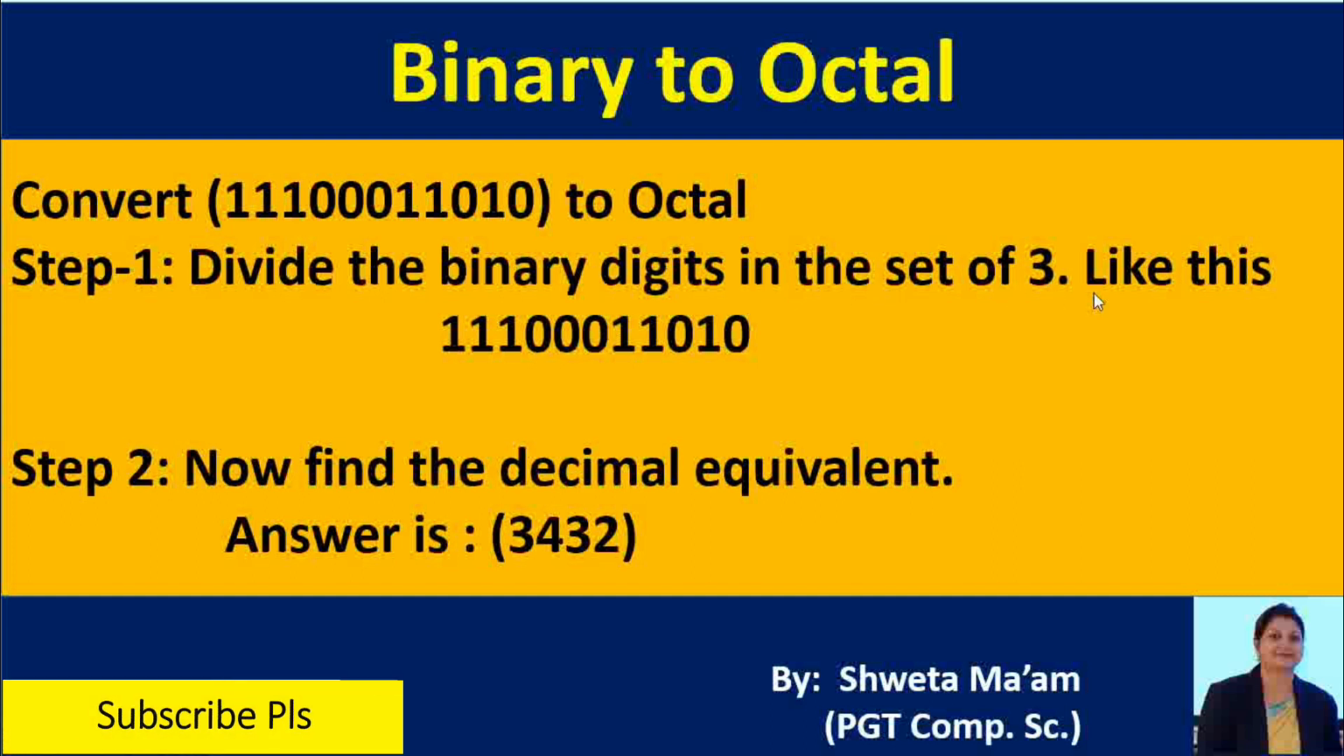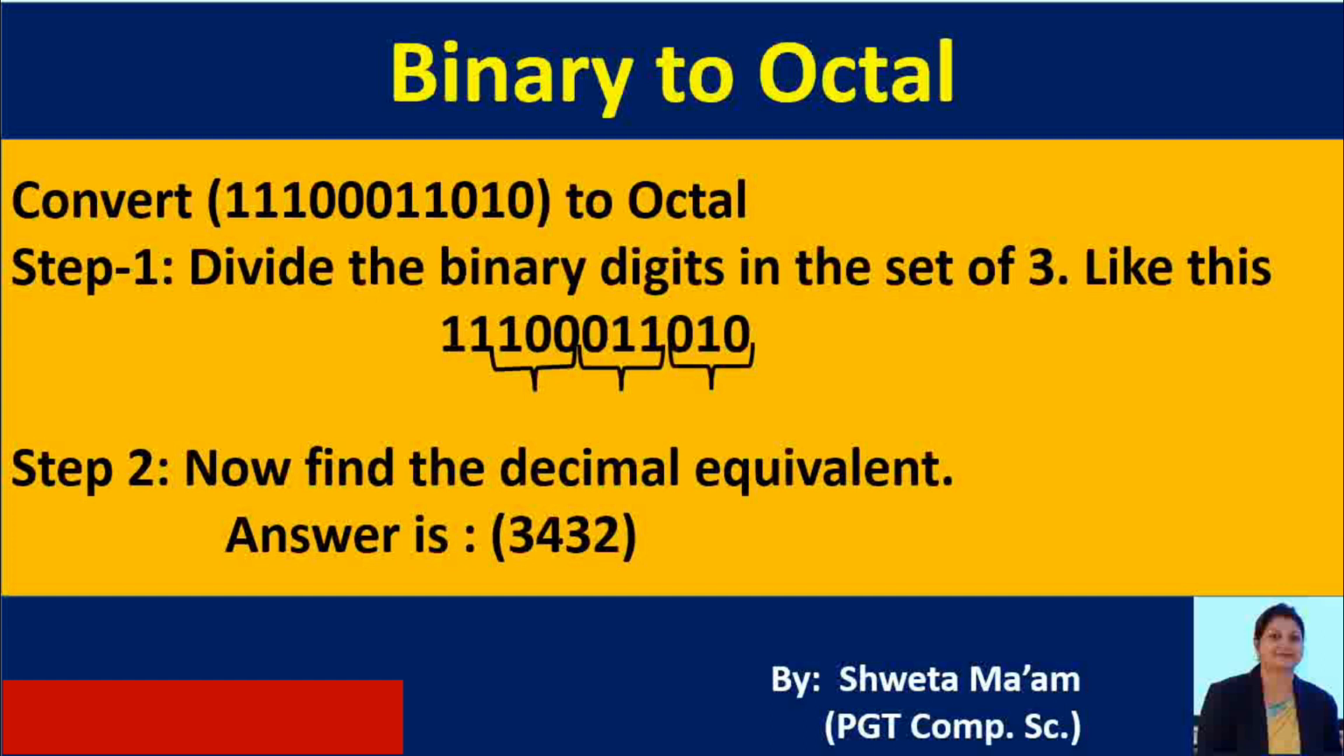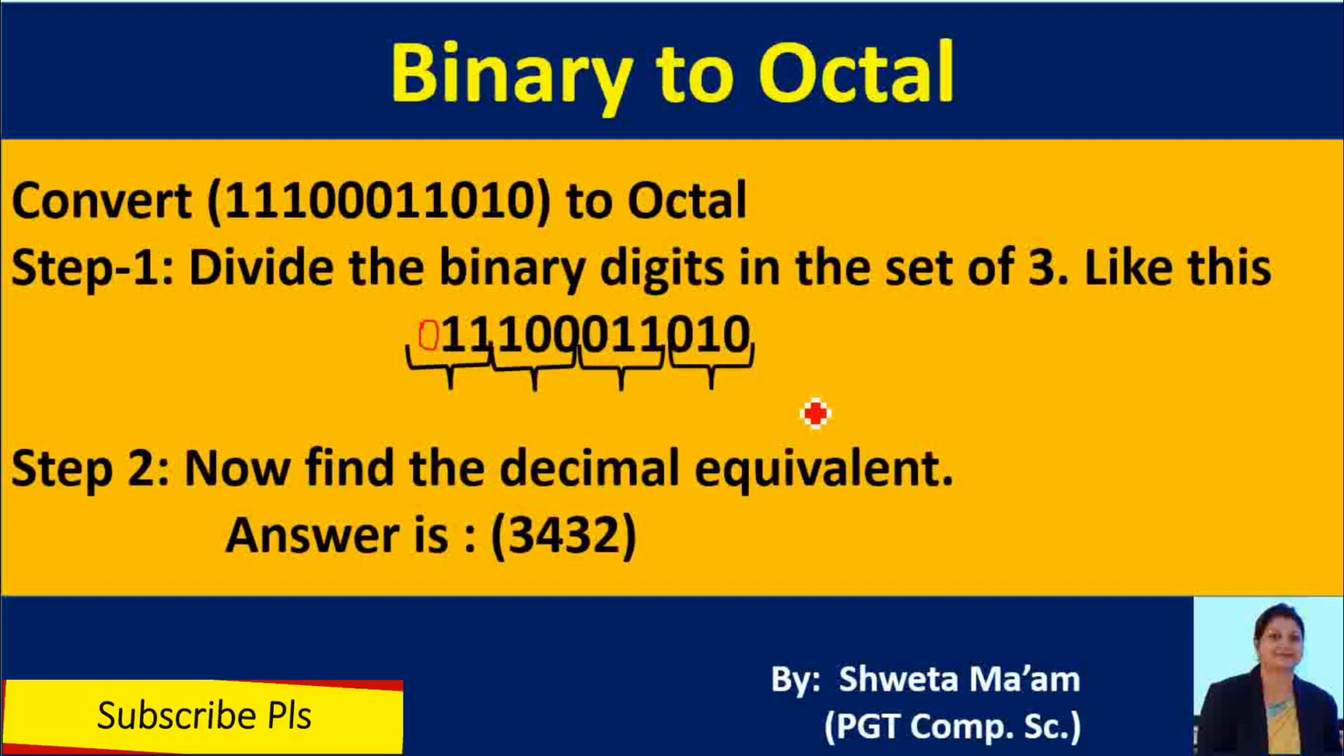Step 1. Divide the binary digits in sets of 3 like this. How can it be divided? Just see. 010, 011, 100, and the last 2 digits are left. So that will also form a set, assuming that here comes a 0. Let's assume that there is a 0, and this is how we can complete the set of 3 digits.